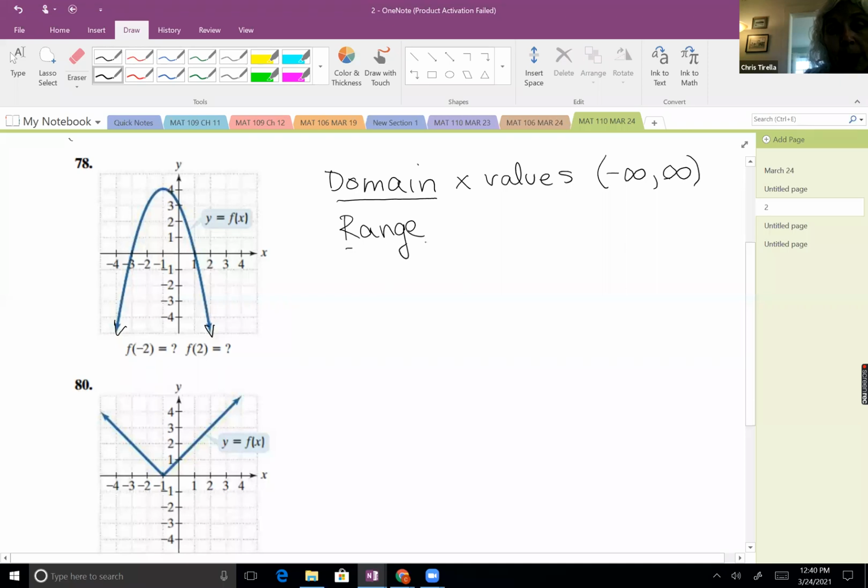If I want the range of the y values, is there a lowest point? No, the arrowheads keep going down, -infinity. However, is there a high point? Is there a highest y value? Well, I think the highest y value would be right over here, which is 4. And it does equal 4. It touches that 4, so we'll have a closed interval.